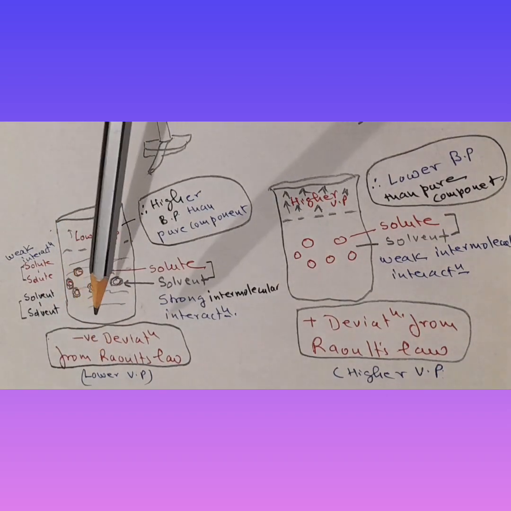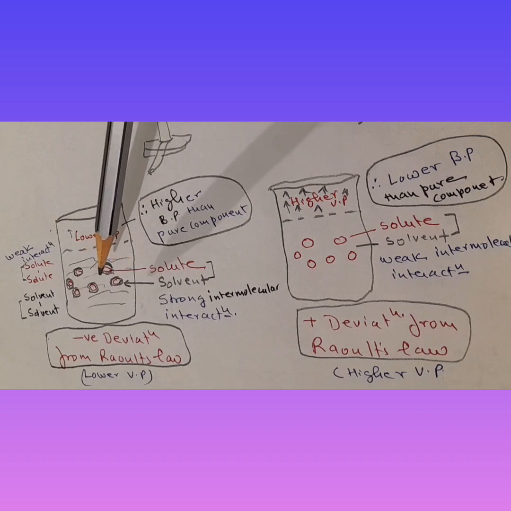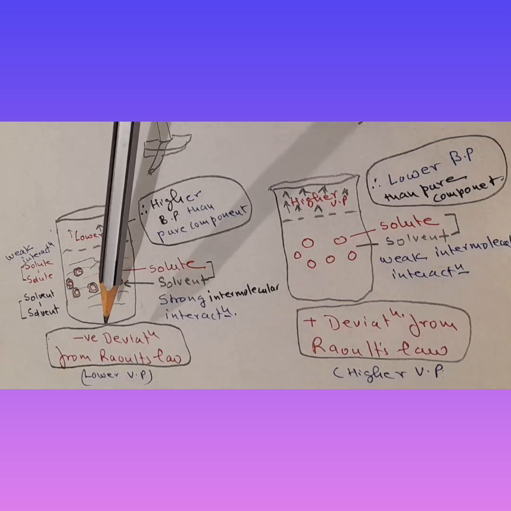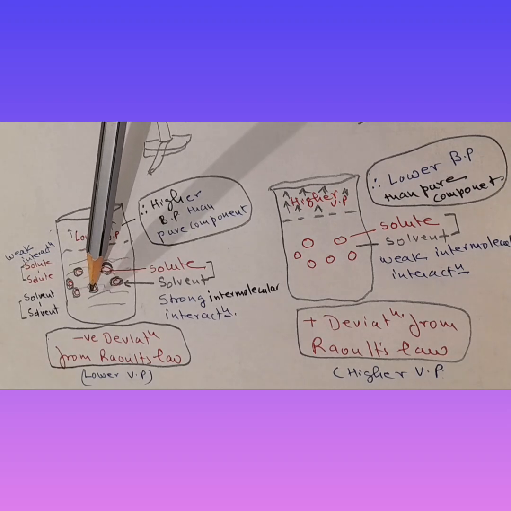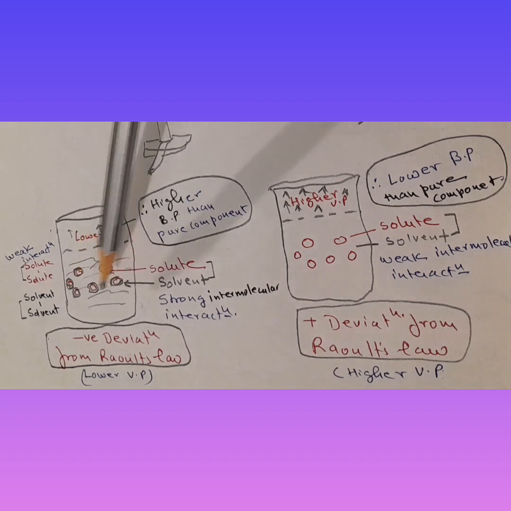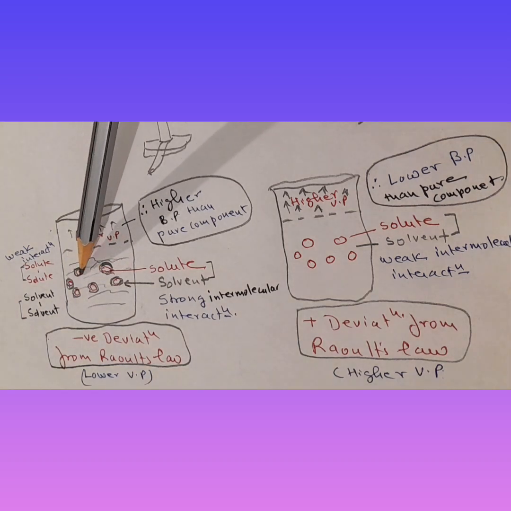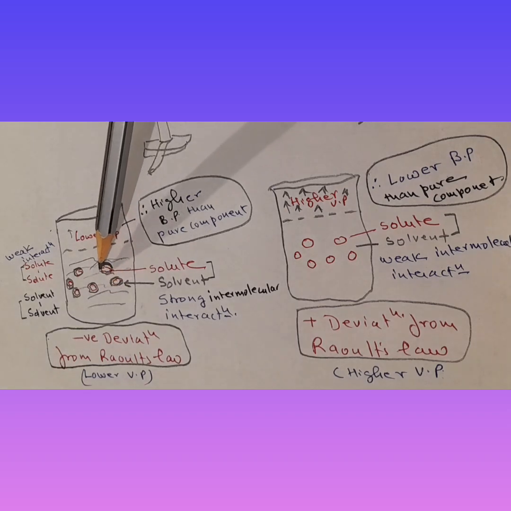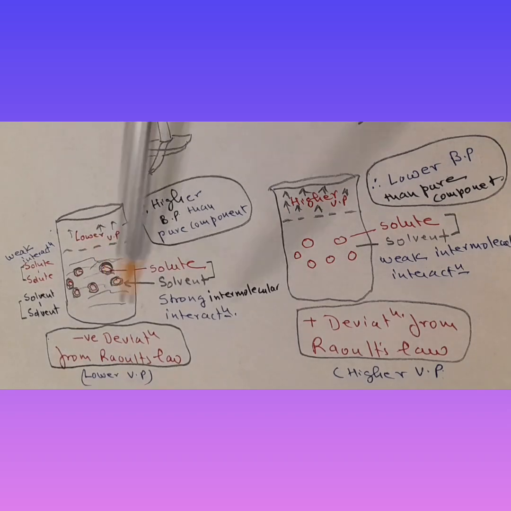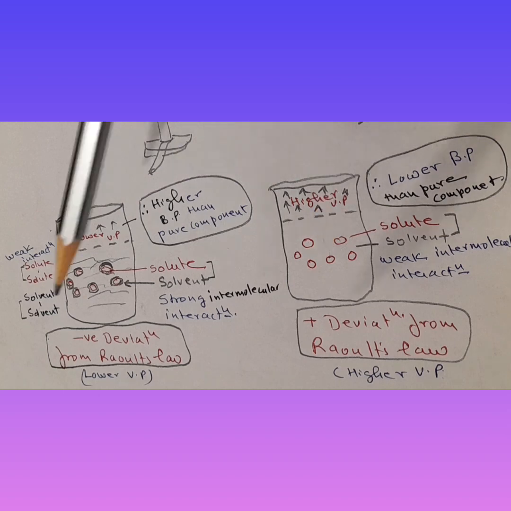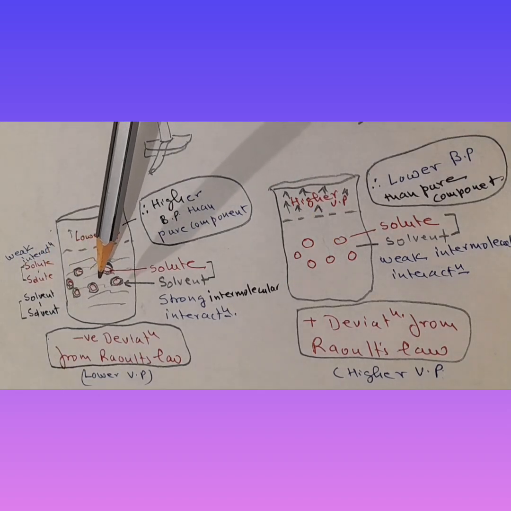Now in case of negative deviation, there are certain interactions which we have got to keep in mind. That is solute-solute, solute-solvent and solvent-solvent. In red, whatever I have put over here are solutes, and in pencil is all solvent. I've just tried to show over here all the solute particles being surrounded by solvent in pencil, whereas here I have not shown that. Alright, so let's understand what's the difference.